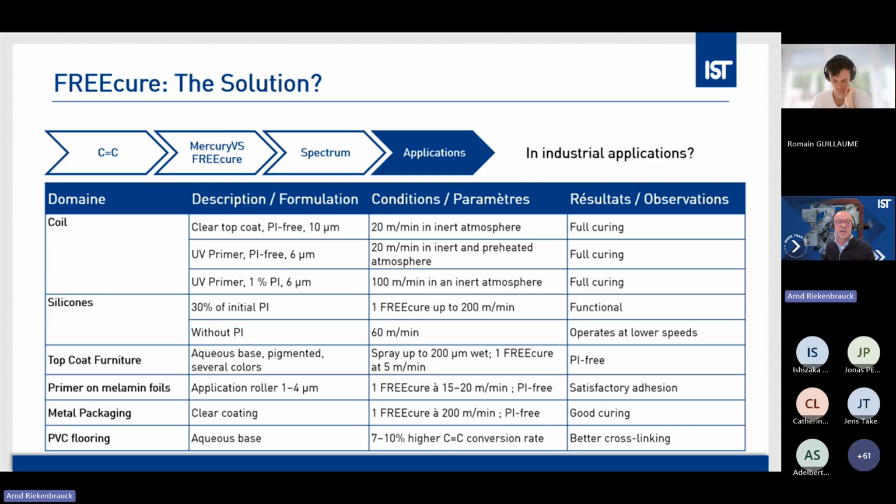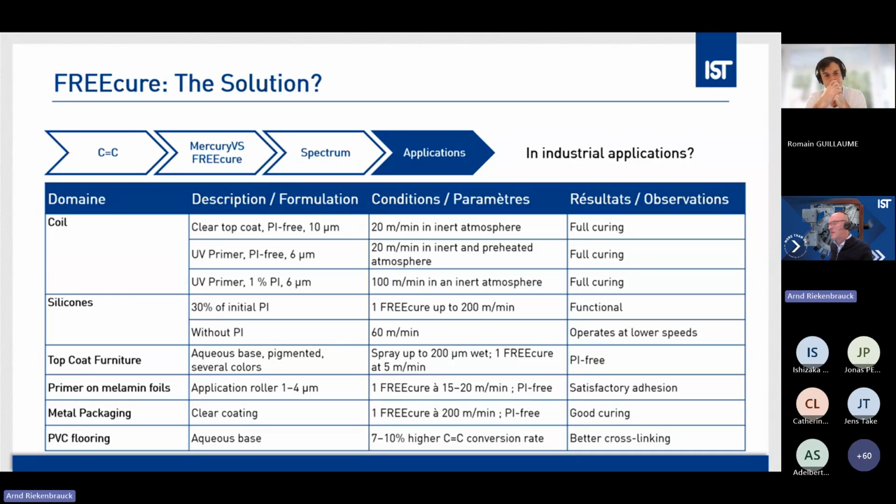And without any initiator, silicones could be cured up to 60 meter per minute. So that would mean to add additional lamps to get higher with the speed, or to add a fraction of initiator. We found that especially in silicones, we were able to reduce substantially the amount of used initiators. Then we had that example with the top coat for the furniture, spray up 200 micron, and one FREEcure was enough to cure it completely PI-free.